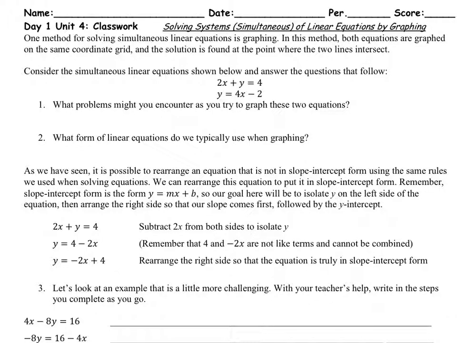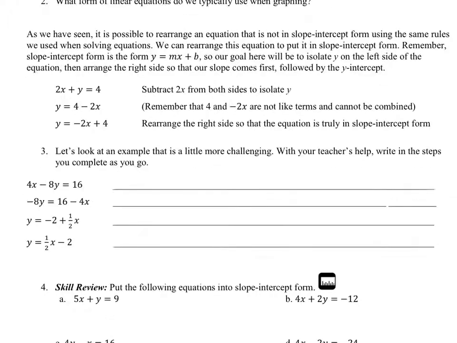So this should be mostly review. Now when graphing these two equations, we should be able to see the answer, which we would then write down. As we have seen, it is possible to rearrange an equation that is not in slope-intercept form using the same rules we use to solve equations. We can rearrange this equation to put it in slope-intercept form. Remember, slope-intercept form is y equals mx plus b. So our goal here will be to isolate y on the left side of the equation, then arrange the right side so that our slope comes first, followed by the y-intercept.